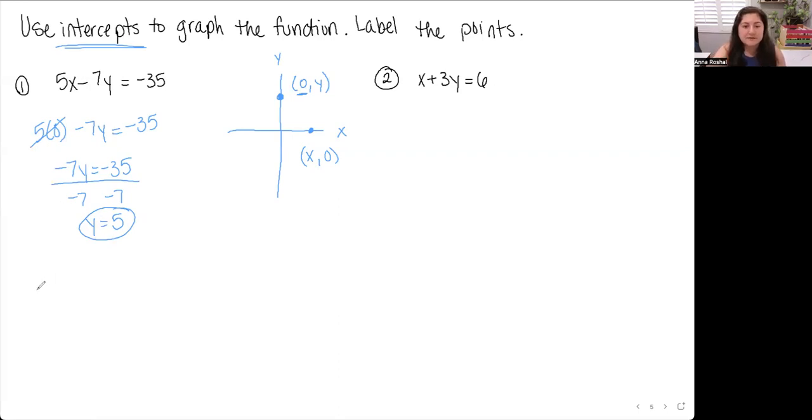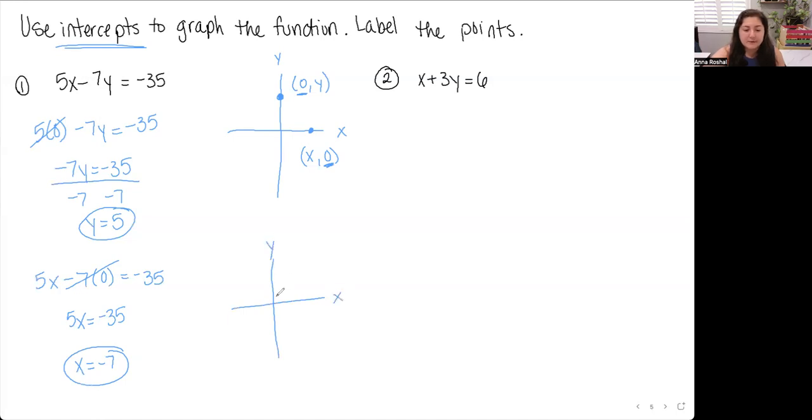Then I need to find my x-intercept, right? Because my x-intercept has a value, but my y is 0, I'm going to say 5x minus 7 times 0 equals 35. And again, this is 0. Now I have one variable and a one-step equation. Divide both sides by 5, x is going to be -7. Now that I have these 2 pieces of very important information, I can go in and graph.